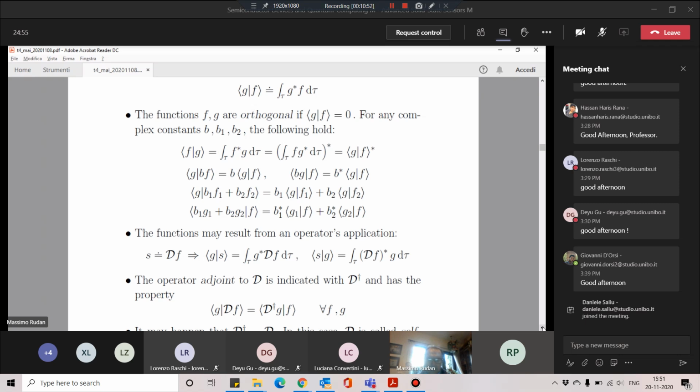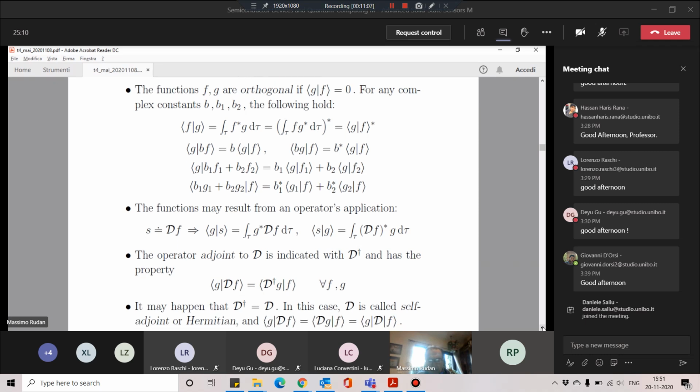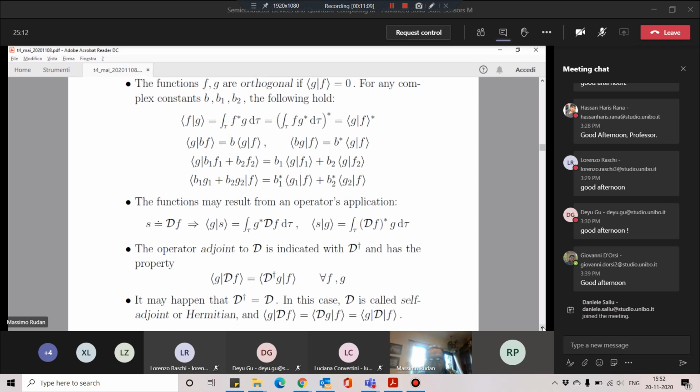But there is a class of operators that have the property that the adjoint is equal to the original operator. For some operators, this happens, and those operators take a special name. They are called self-adjoint, or also Hermitian. So a self-adjoint operator is an operator that is identical to its own adjoint.